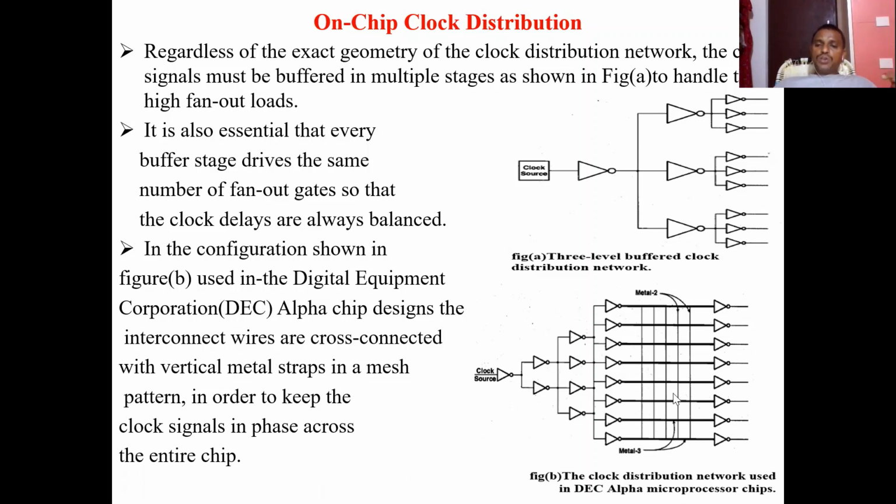So this type of structure is used in Digital Equipment Corporation Alpha chip designs. Understood? So this is the clock distribution network used in DEC Alpha microprocessor chips.